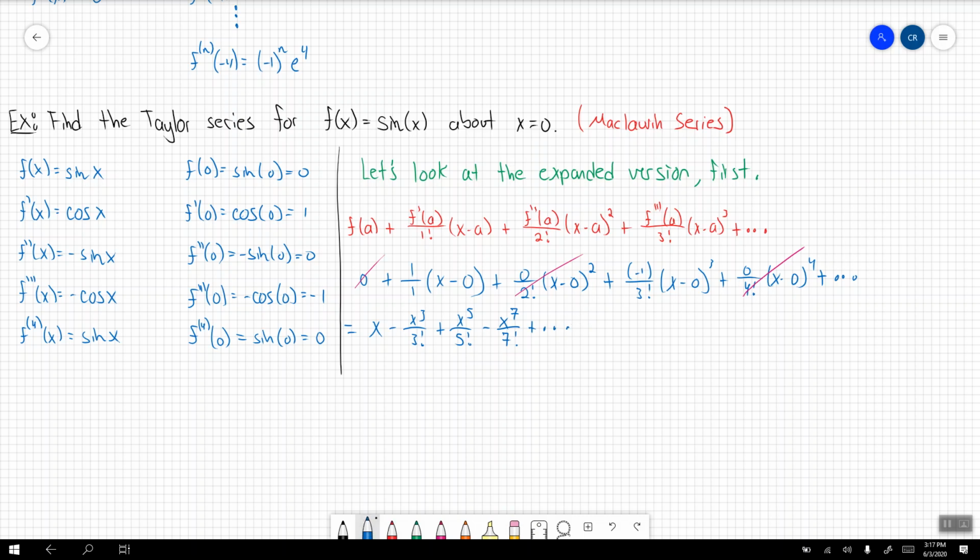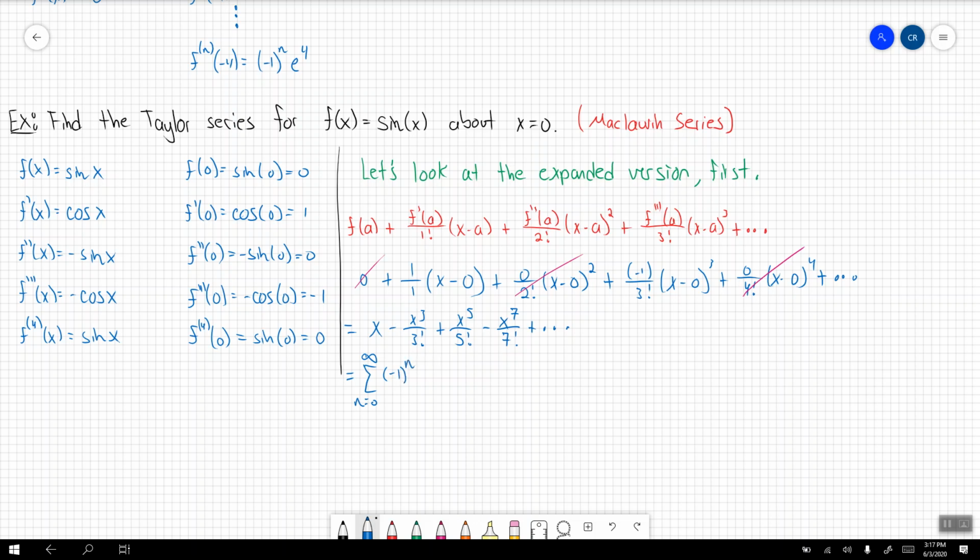Now, can we try to then find an expansion for this? All right, so let's try to find a formula for this. So the formula that we have that we're going to try to extract. So again, the x values are only odd and the coefficients are alternating. So let me tackle that alternating first.